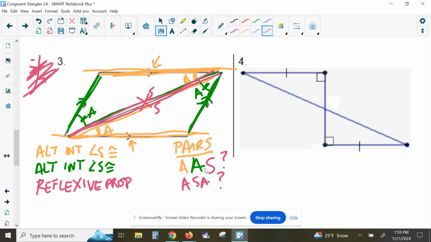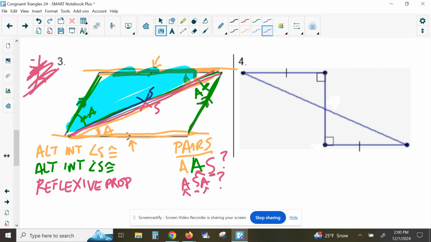Now remember what you do. You have to ask yourself, is your side touching both A's? So is your side touching this A and this A, or is your side only touching one A? That's how you decide which one it is. Remember, you only look at one of the triangles. So I'm going to look at this blue guy on the top. And I have to ask myself, is my side, which is this S right here, touching both of my A's?